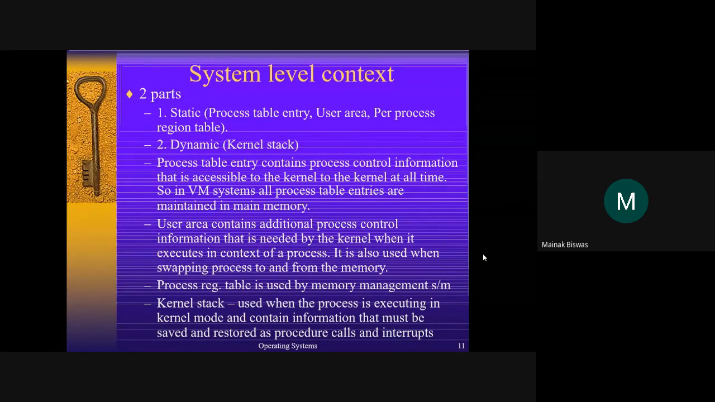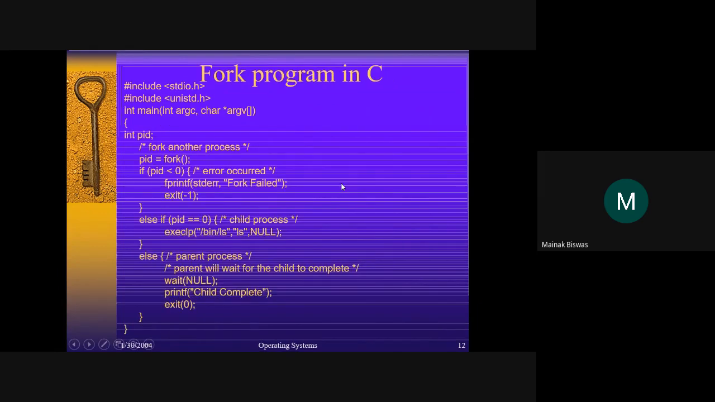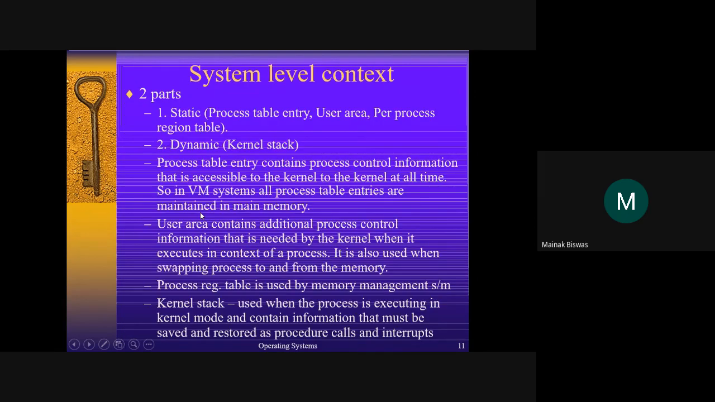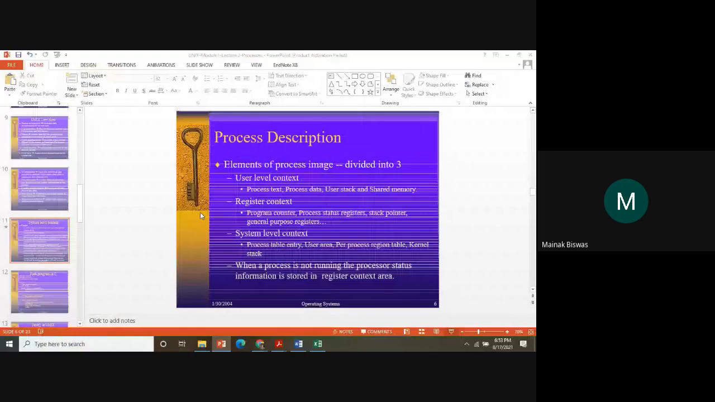The process table entry contains process control information that is accessible to the kernel all the time. So this information is accessible to the kernel all the time. In VM systems or virtual machine systems, process tables are maintained in the main memory. So whatever data, what happens?